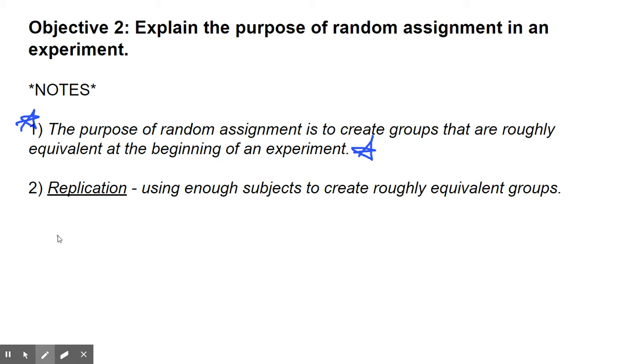And there's this idea of replication, right? Using enough subjects to create roughly equivalent groups. And again, the idea here is to look at your sample size. Is your sample size high enough? So again, think of sample size. And again, the greater the sample size, the closer you are to the true value and all that fun stuff. So again, the more data you can look at, the better. So larger samples are always good.